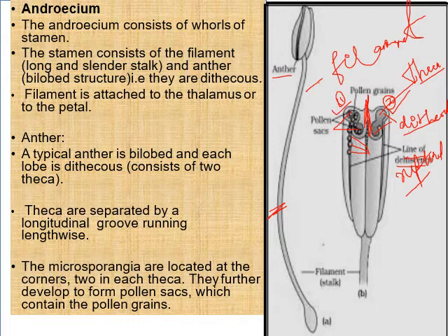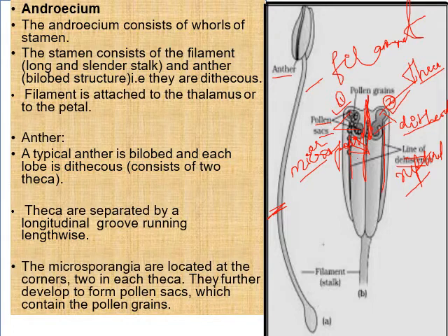So the thecae are separated by a longitudinal groove running lengthwise. You can see this is separated by longitudinal grooves. These longitudinal grooves are separating the thecae. And the microsporangia, which I have talked about as pollen sacs, or you can call them microsporangia. So what does this microsporangia comprise? Pollen grains, and they are located in each theca, and they further develop to form the pollen sacs, and those pollen sacs will contain the pollen grains.